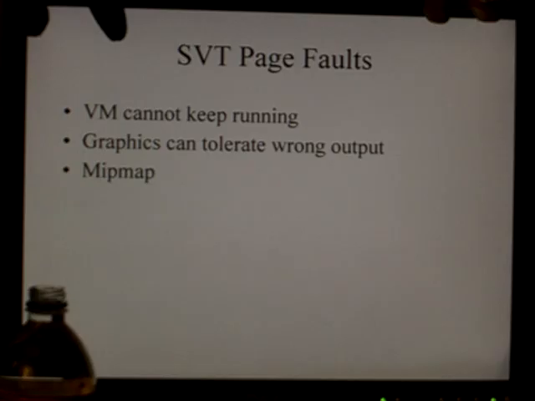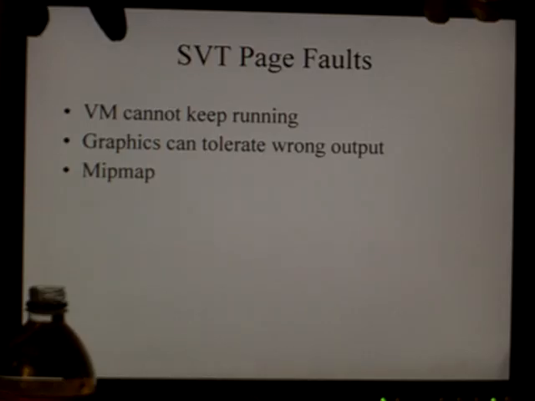In graphics, we can tolerate wrong output as long as we're not trying to do generalized computation with the GPU. So we can hack around this particular case. We're in a pixel shader. We can't stop. We need to just produce something. So, let's do it.